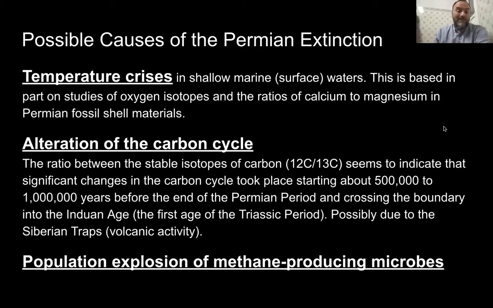Temperature crises in marine surface waters. This is based on studies of oxygen isotopes, ratios of calcium to magnesium in Permian fossil shell materials, or the alteration of the carbon cycle, again, based on isotopes. Population explosion of methane-producing microbes, which was a thing. Question is, how much did it really impact or cause the Permian extinction?